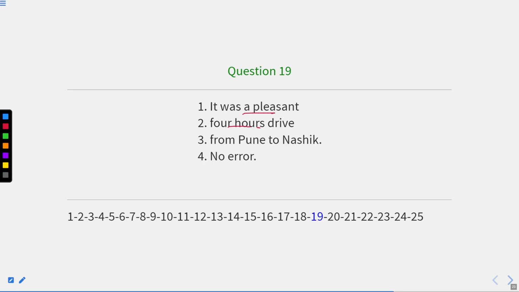It was a pleasant 4 hour drive from Pune to Lhasa. So it was a pleasant 4 hour drive. It should not be hours, it should be hour drive. Okay, because 4 hour is playing the role of an adjective which is qualifying the noun. So here it will be 4 hour drive. Now let us move to the question number 20.